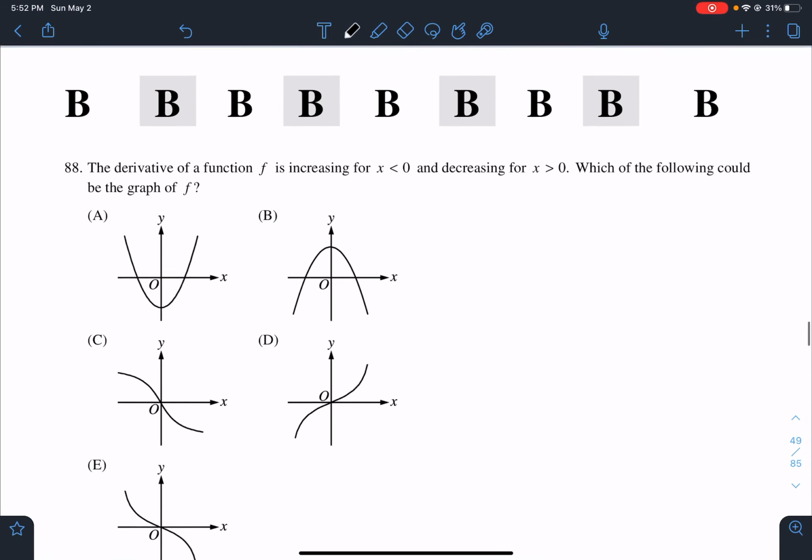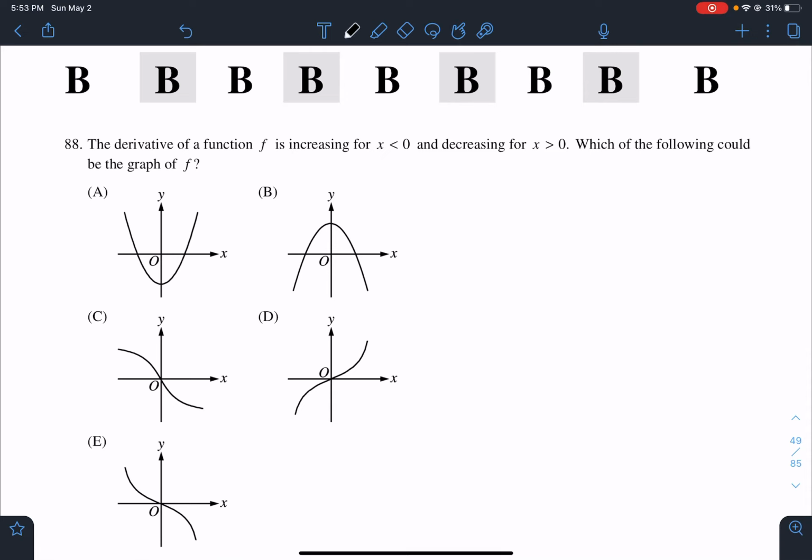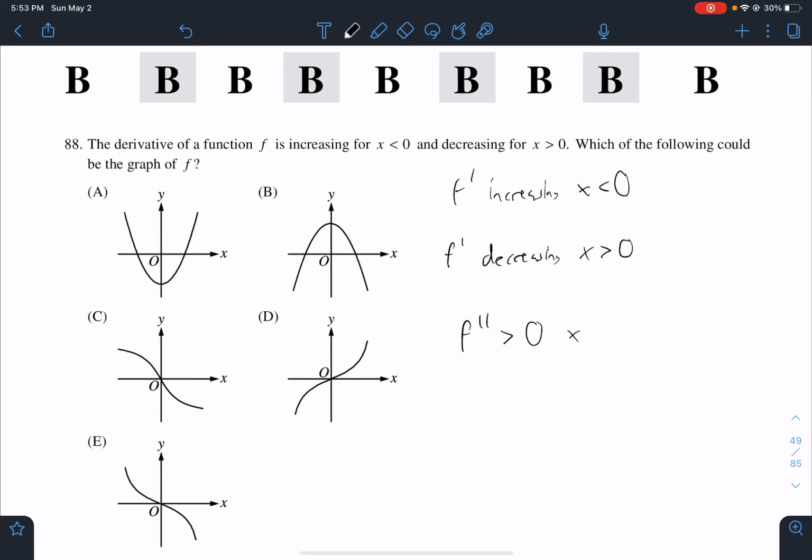Awesome. So 88. The derivative of function f, so f prime, is increasing for x less than 0, and it's decreasing for x greater than 0. So that's the same thing as saying that f double prime is greater than 0 for x less than 0, and f double prime is less than 0 for x greater than 0. So we want to find a function that fits these requirements.